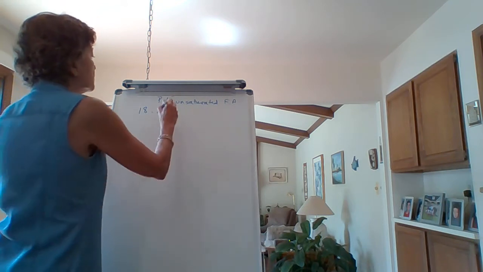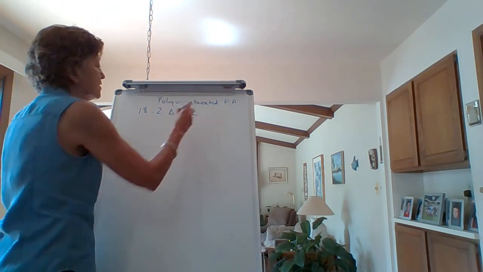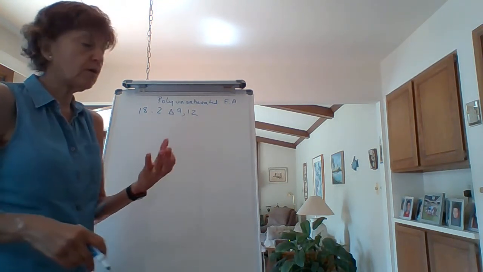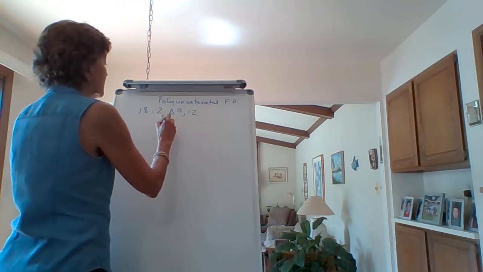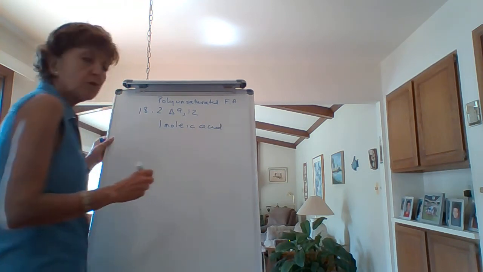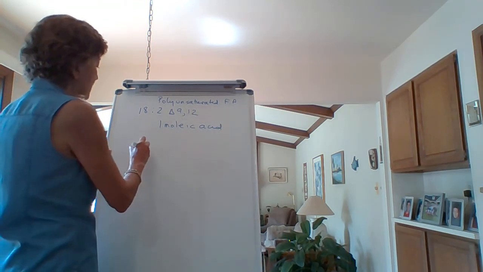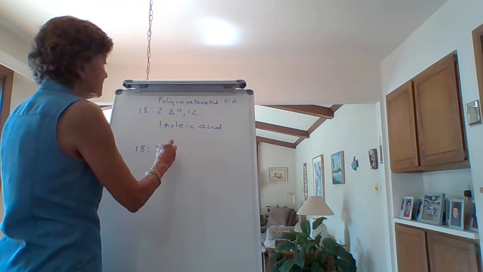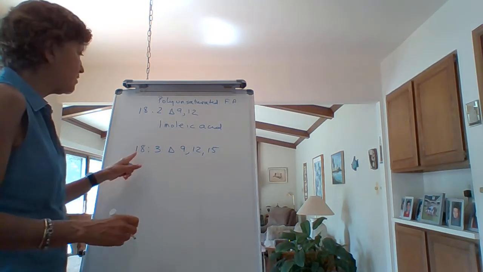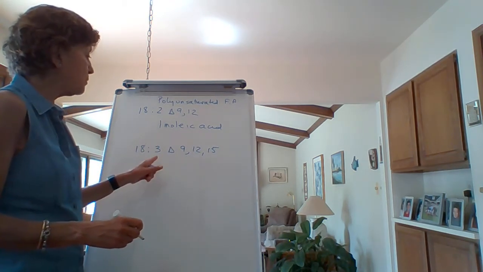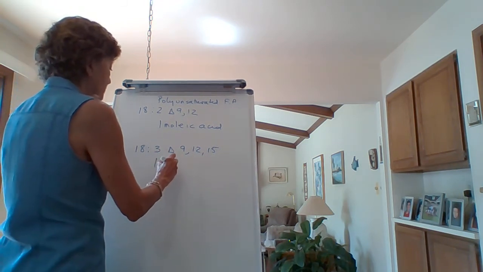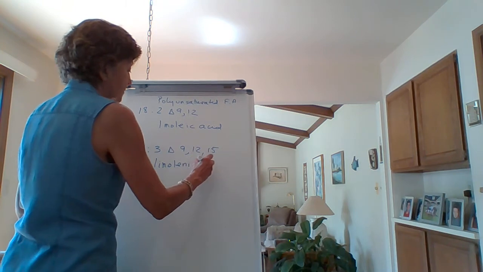So 18:2 delta 9 and 12. What does that mean? It means that the double bond is at 9 and at 12. So we have 2 double bonds. This one is called linoleic acid. And then I have another one, 18:3 delta 9, 12, and 15. And that is 18 carbons, 3 double bonds. The double bonds are at carbons 9, 12, and 15. This is linolenic acid.